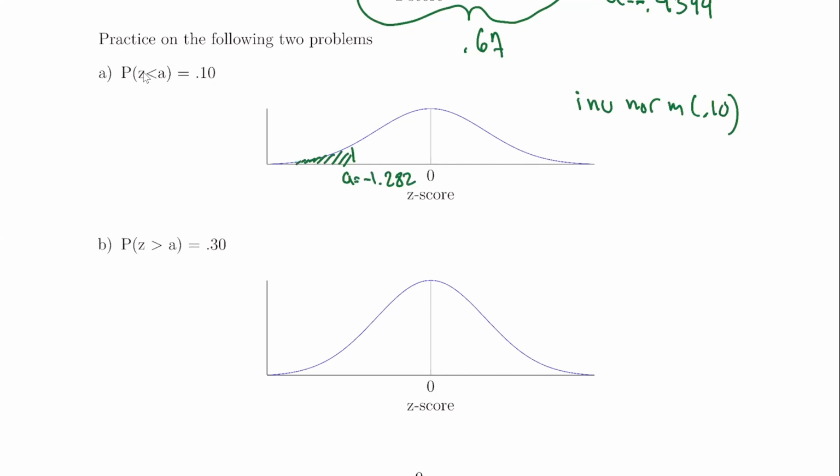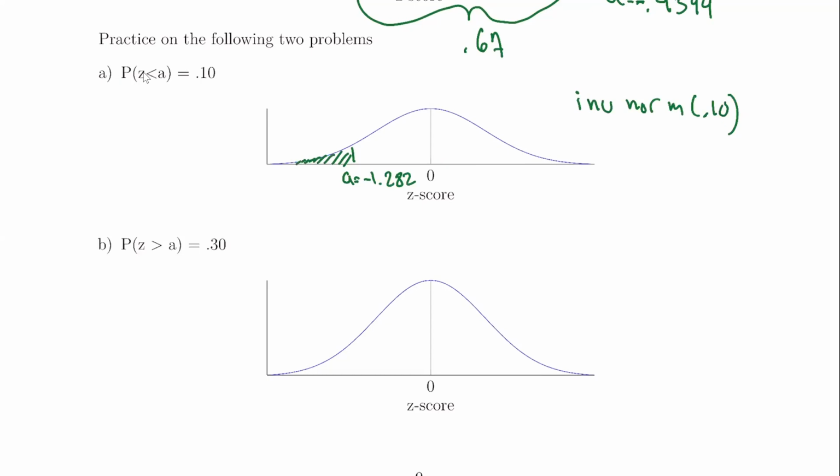If you also look at this one, technically we already did it, because if you remember, we wanted the top 10%. The top 10% is the same thing as the bottom 10%. It's still going to be 1.282. The only thing different is that for the bottom 10%, which this one is, it's negative. If we wanted the top 10%, it's going to be positive.